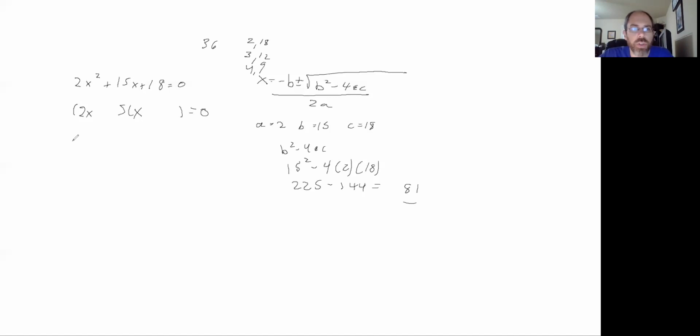So I might split this one up as 2x squared plus 3x plus 12x plus 18 is equal to 0 before I were to normally complete this factorization the way I would. So let's take a look at this and see, where can we go from here? How can we go about this? I see these have a common factor of x. I'll just write the x. When I factor that out, inside I have 2x plus 3.